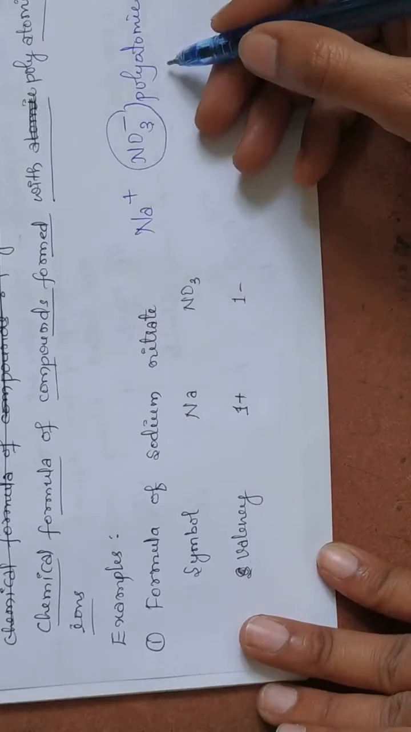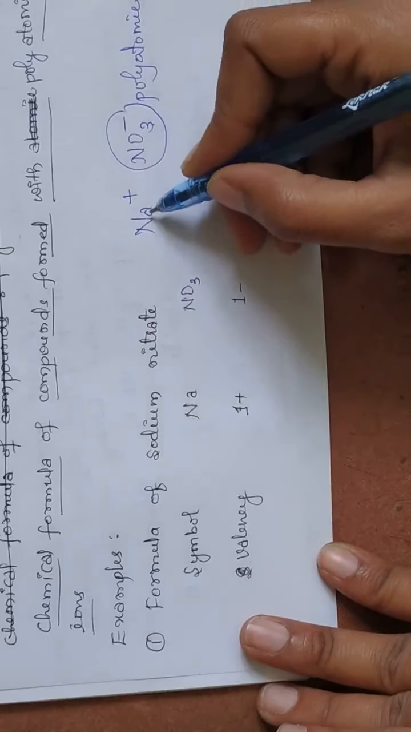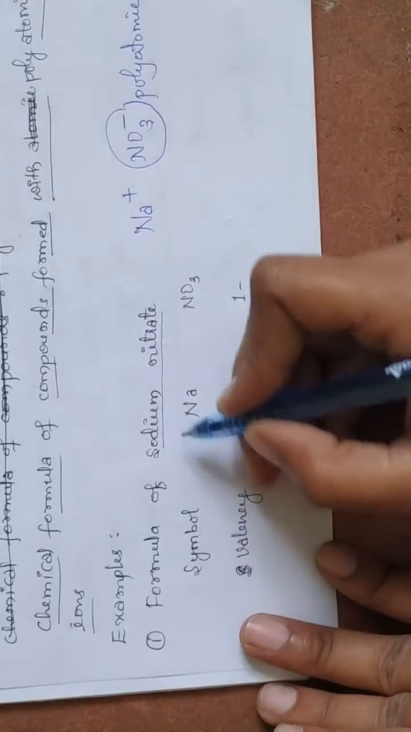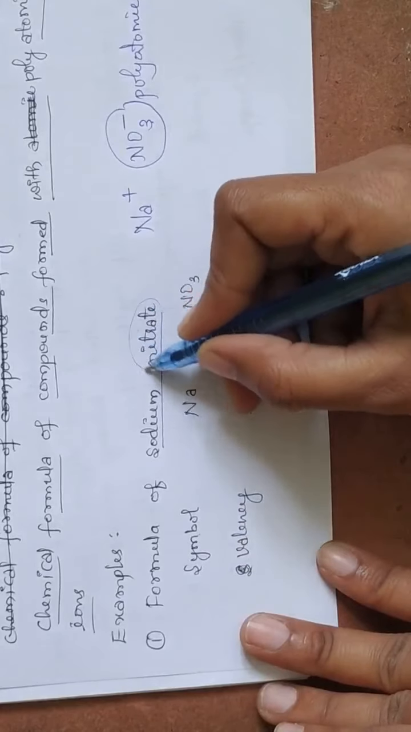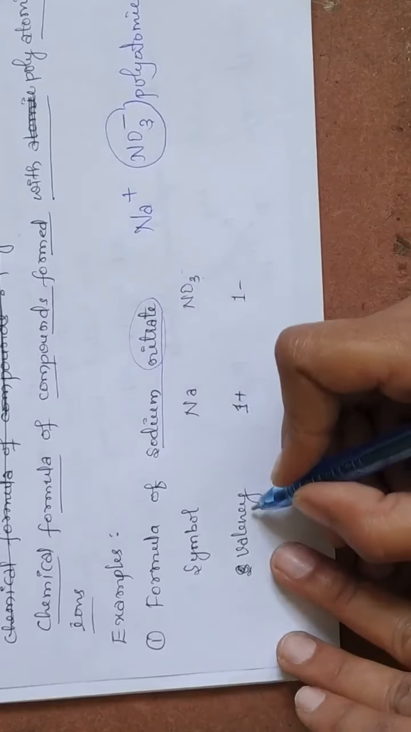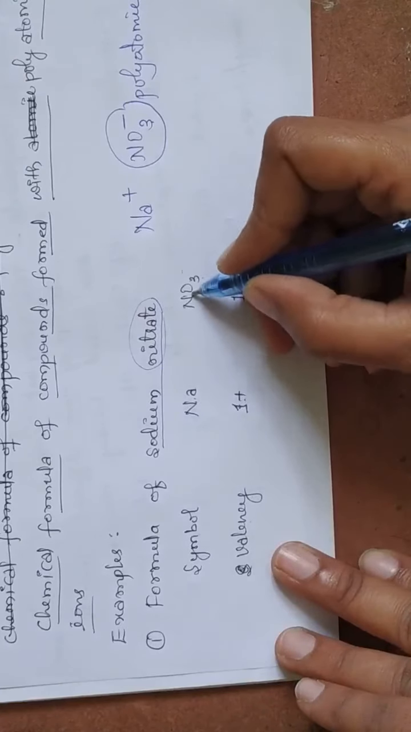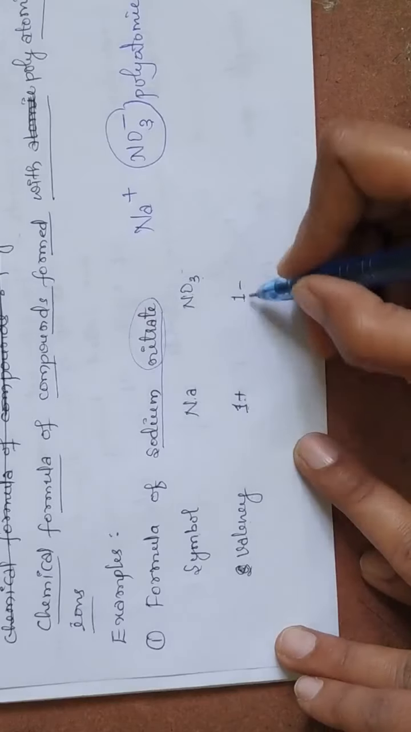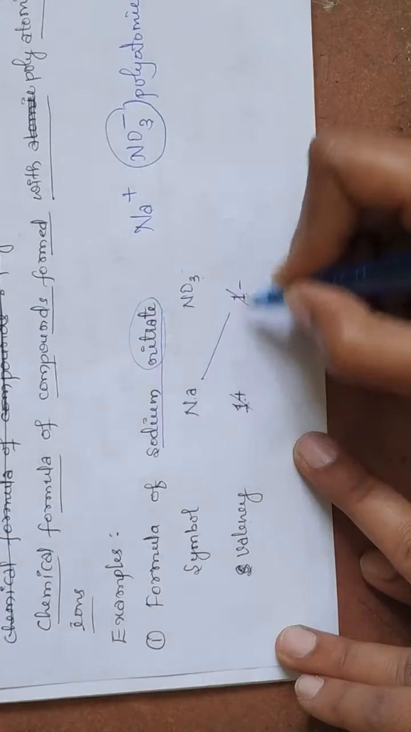It is a polyatomic ion. It is monoatomic and it is polyatomic. It combines with sodium and forms sodium nitrate. The symbol of sodium is Na, and that of the polyatomic ion nitrate is NO3 minus. Here we have written the charge or valency. The charge on sodium is +1 and the charge on nitrate is -1. To balance the charge, they are already balanced. The 1 and 1 will cancel.